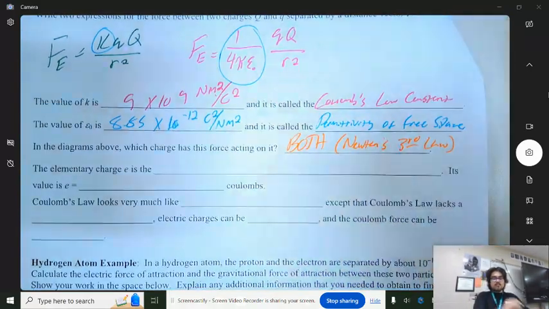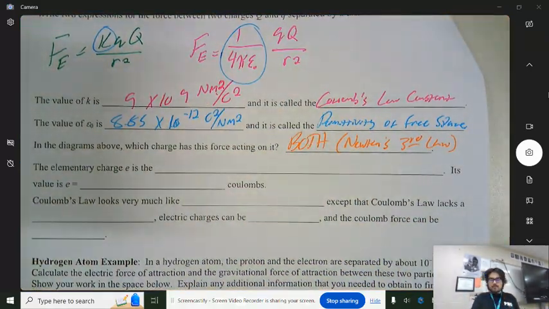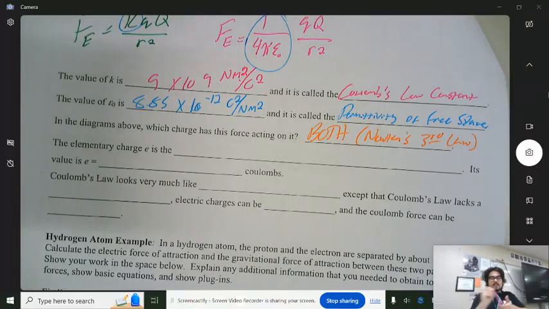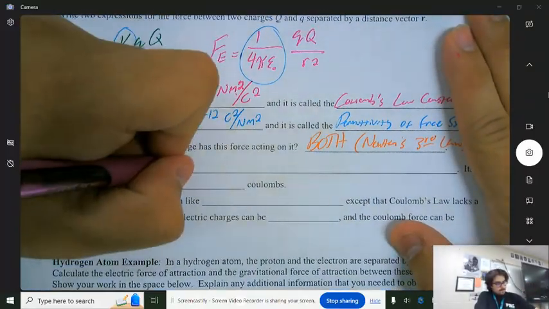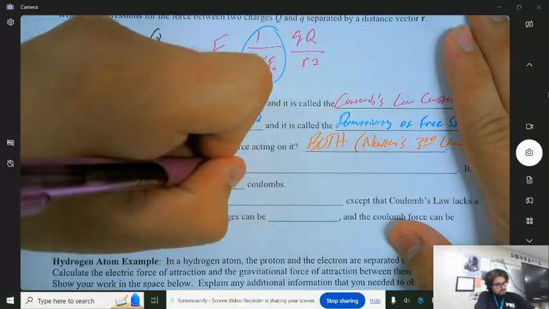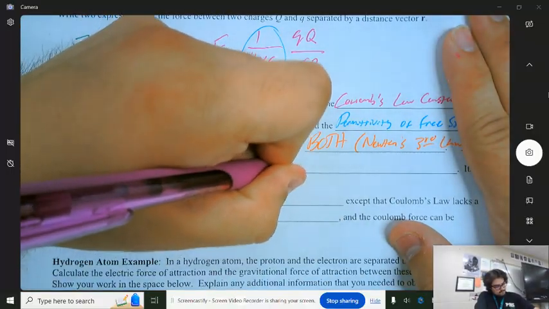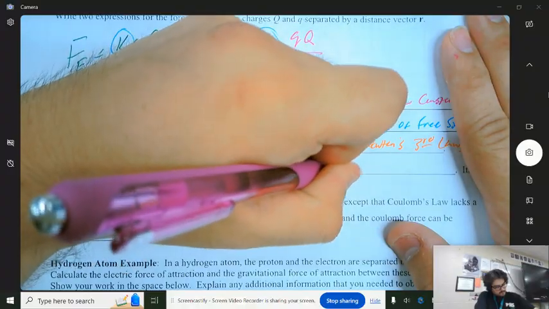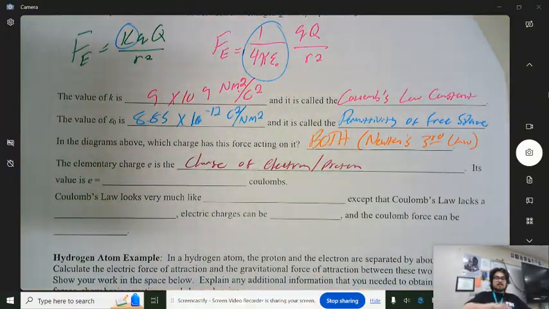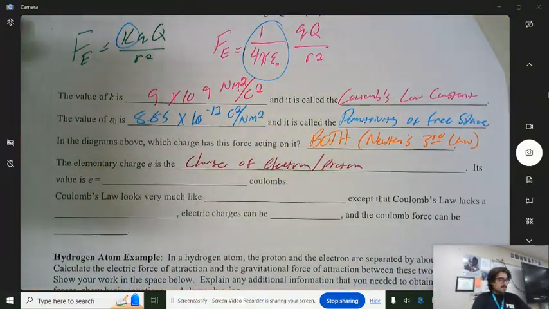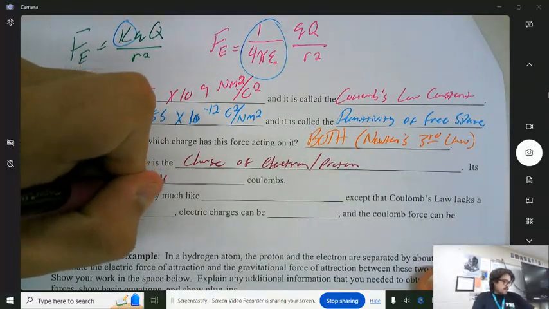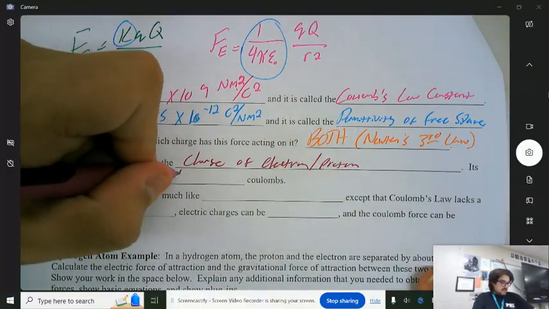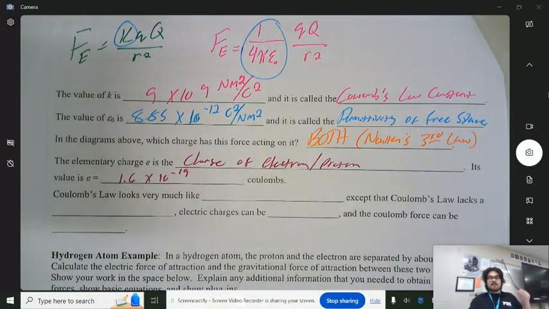Let's talk about elementary charge really quickly. We've talked about this before. Elementary charge is the charge of an electron or a proton, and the value of e is 1.6 times 10 to the negative 19 coulombs.